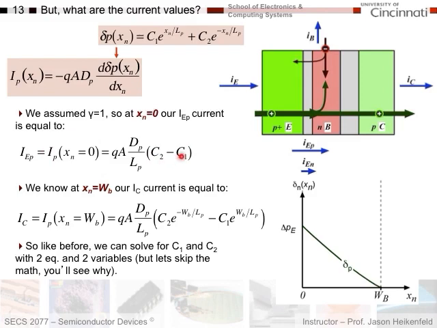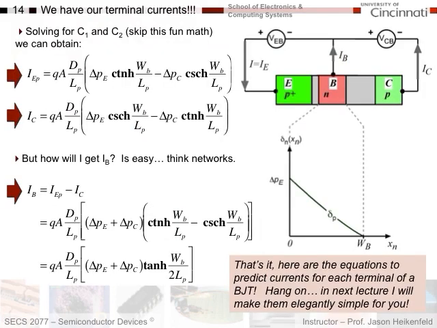On the other end, I want to know what's my collector current, right? Well, if I want to get my collector current, I'll do the exact same thing, but I'll substitute in at this end, x is equal to WB. I put WB in here, and I get a solution for my collector current. Once again, I've got two equations and two variables, C1 and C2, and we're going to derive and solve for everything, and I'm going to skip the math and you'll see why.